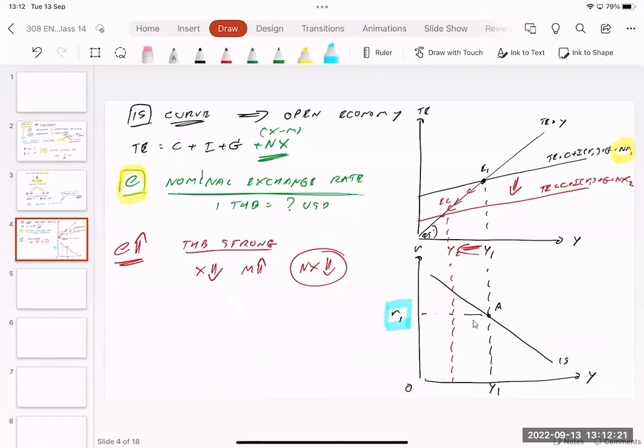Investment, I of R1, is still the same, because the real interest rate is still the same. So this is the case where the IS curve shifts to the left for the whole curve, from point A to point B. GDP reduces from Y1 to Y2. So here we can conclude that when the nominal exchange rate goes up, the total expenditure curve shifts down, and in the end, the IS curve shifts to the left.